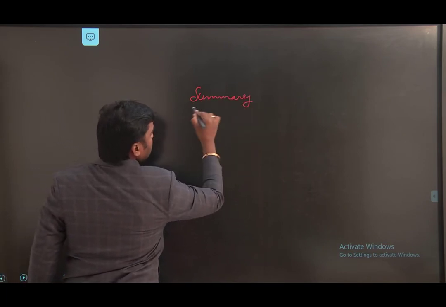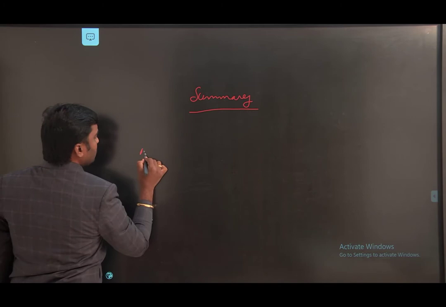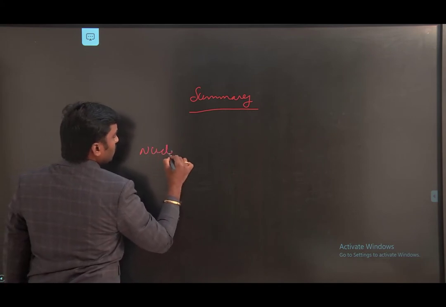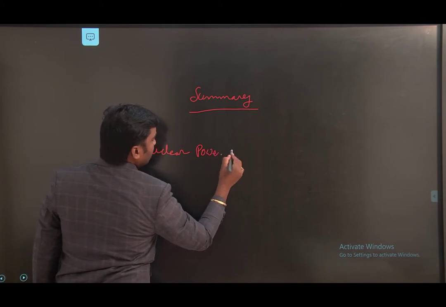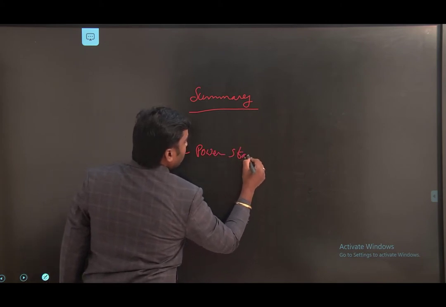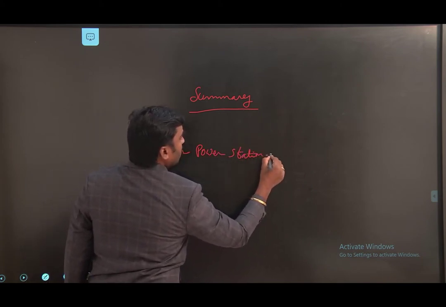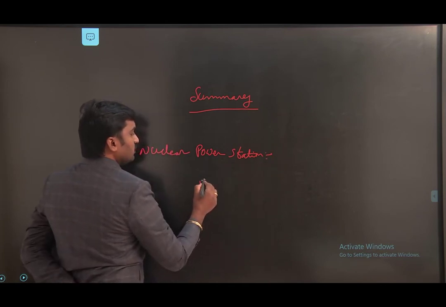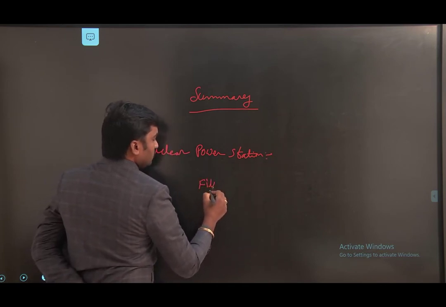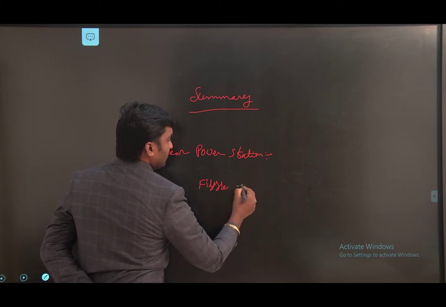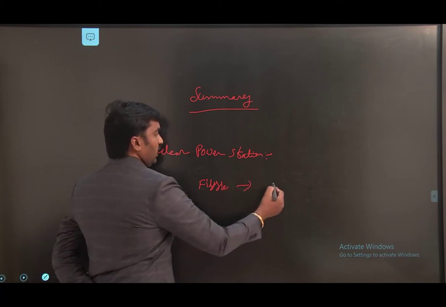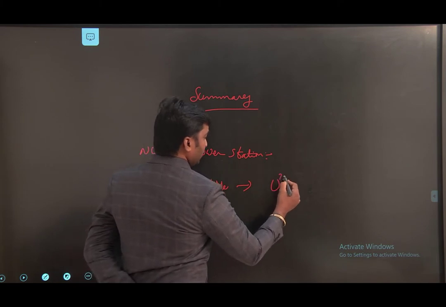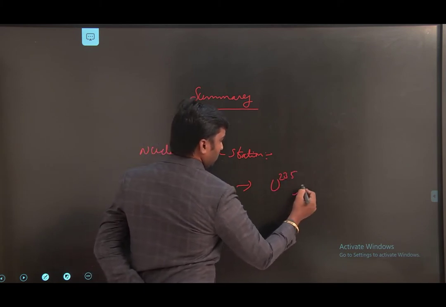So first, nuclear power station. In a nuclear power station, the main important thing is the fuel. Generally in the nuclear power station we are using fissile materials. What is meant by a fissile material? It continuously gives heat energy. Generally we use uranium 235 and plutonium 239.